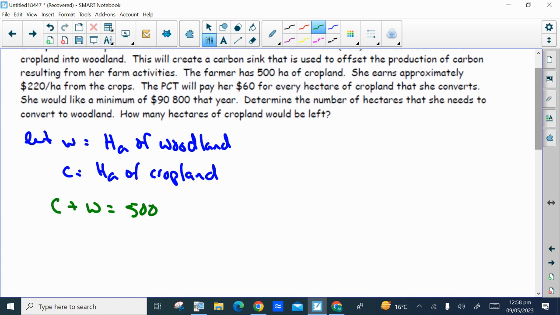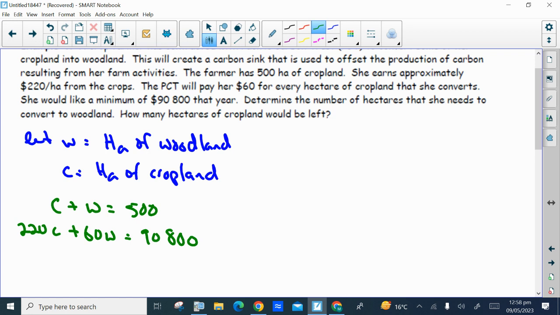Now, she wants to make a minimum of $90,800 for that year. She earns $220 per hectare for her cropland. So 220C will be the amount she earns from cropland, plus the PCT is going to pay her $60 for every hectare of woodland. And again, that number should equal 90,800. It could be more than that, but not less. So there's our two equations.